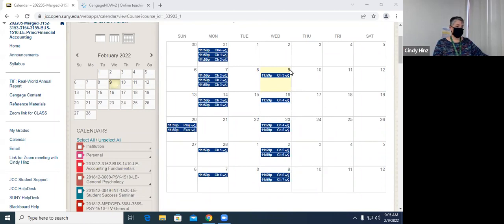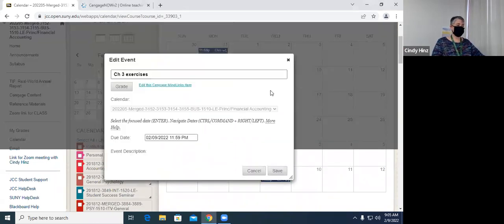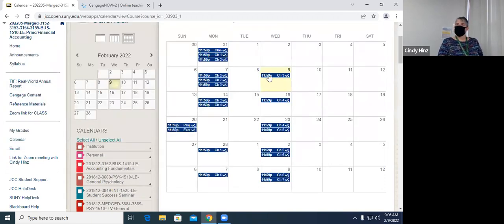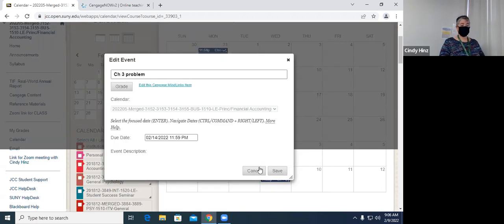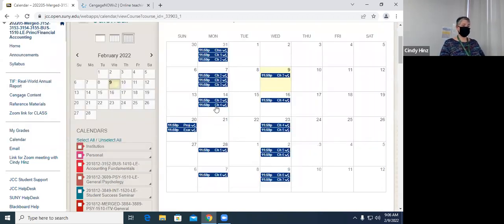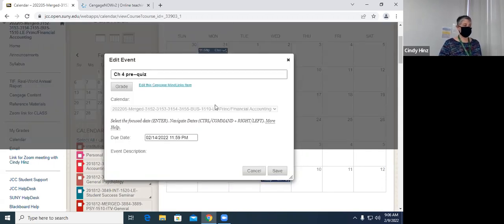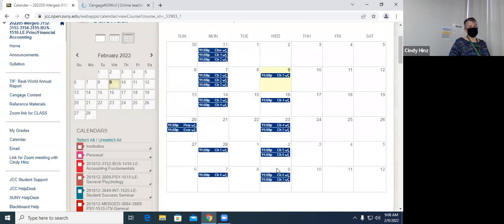So as we look at our calendar, we can see we have one item due today, and that is the chapter 3 exercises. So assuming we get through the 5 remaining exercises today in class, you should be submitting those exercises for grading by the end of the day today. And then I'm sure by now in chapter 3, you've gotten the flow of how things work. Next class, Monday, Valentine's Day, the chapter 3 problem should be submitted for grading, and we'll be starting chapter 4. The chapter 4 pre-quiz will be due on Monday, should be submitted by the end of the day as well.